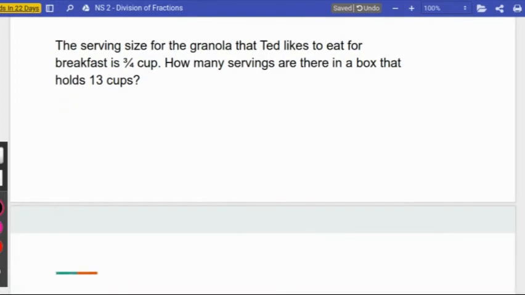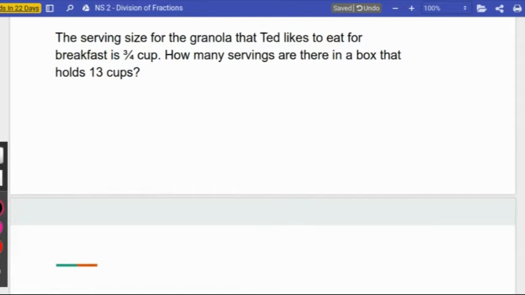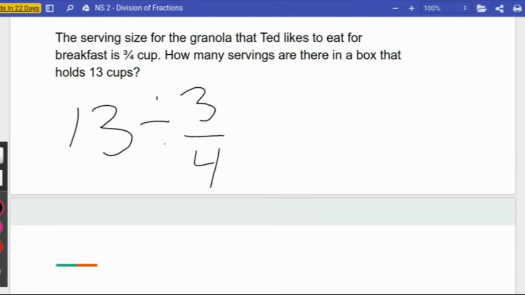And here we go. The serving size for the granola that Ted likes to eat for breakfast is 3/4 of a cup. How many servings are there in a box that holds 13 cups? So I asked myself, how much total granola do we have? And that is 13 cups. I'm going to divide that equally into groups of 3/4.